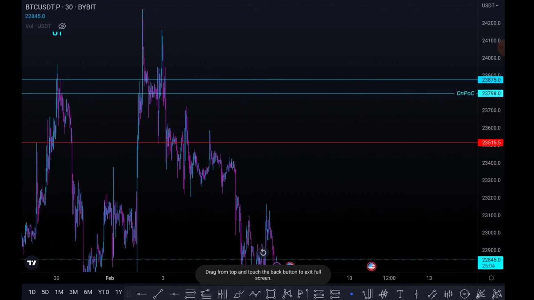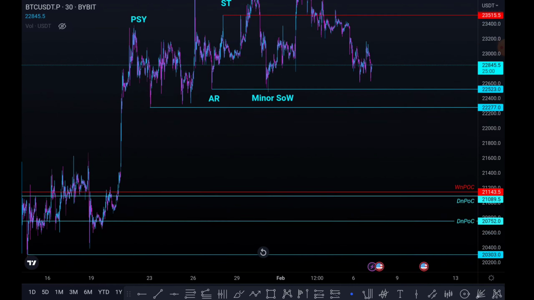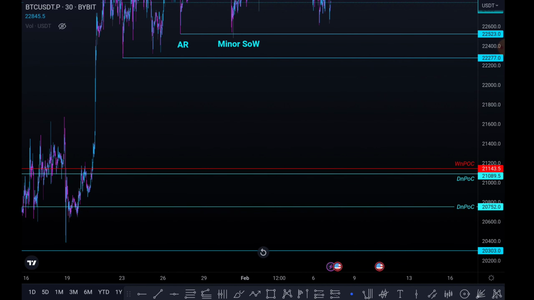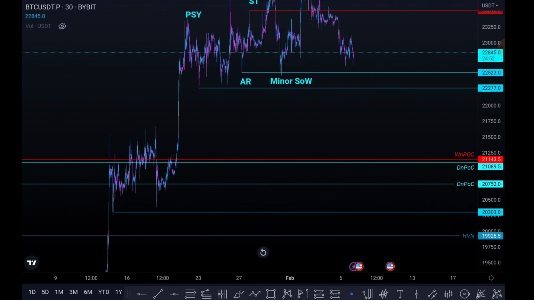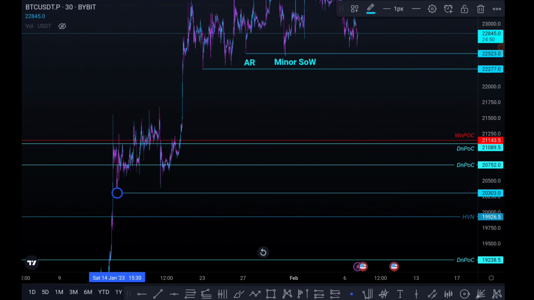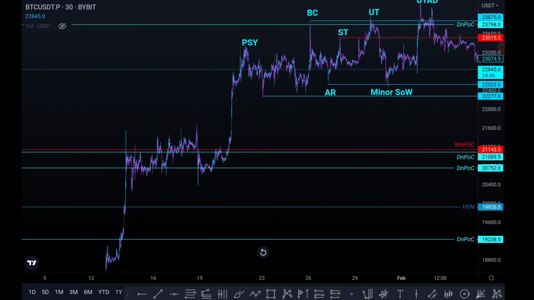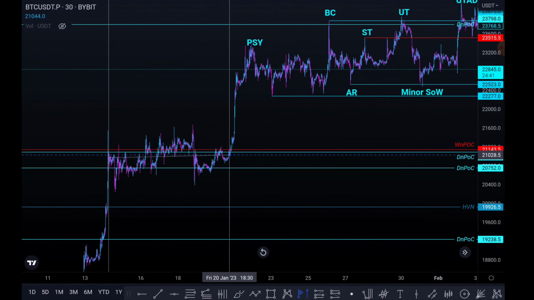That's the DNPOC right there, 23,798, 23,800. All right. And then there's a daily naked point of control on top of a weekly naked point of control. And there's a daily naked point of control as well below. Yeah, so just remove this. Probably a point of control of this range as well.